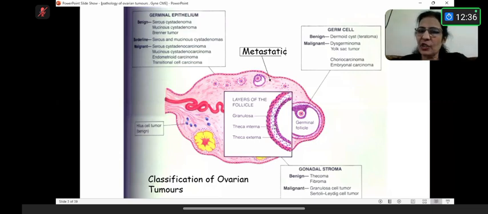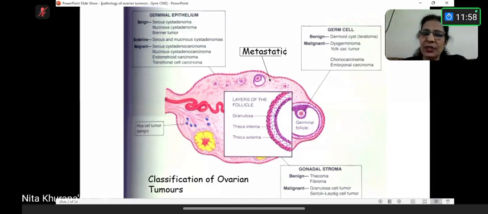But when we come to the layers of the follicles, we know that there are granulosa cells which form the layers of the follicles, and the theca externa and the theca interna cells. So from these gonadal stromas, we have the thecomas and the fibromas, which come as solid ovarian tumors. Thecomas being lipid filled appear more yellow on gross appearance, while fibromas appear dense white. The malignant tumors of these are the granulosa cell tumors and the Sertoli-Leydig cell tumors, which we see uncommonly, but can be a source of chemotherapy, especially in the malignant cases.